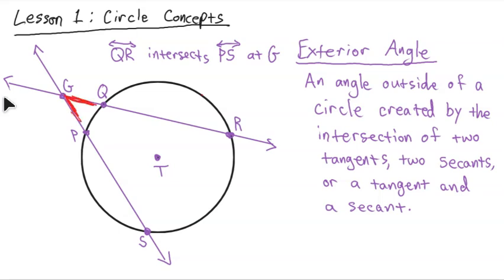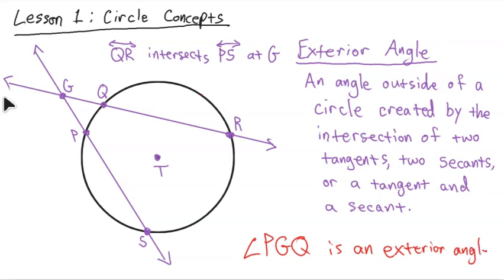Now the exterior angle is always the angle that's sort of facing the circle, okay? So this angle is not the exterior angle, this is not the exterior angle, and this is not the exterior angle. It's this one right here, okay? This angle is the exterior angle of the circle, okay? And it's created, like I said, in this case, by two secants. So we would say that angle, well, how could we name it? Let's name it P, then G, then Q, okay? So angle PGQ is an exterior angle.